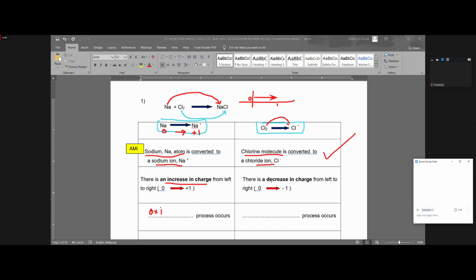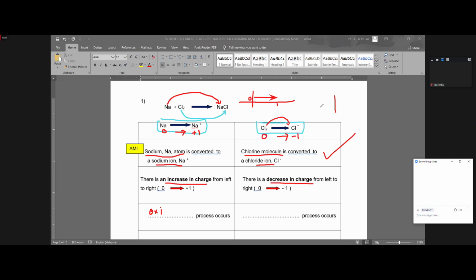Why did I use the word decrease in charge? Look here. All right. What is the charge here? Cl2. Okay, you see, it's nothing there. No charge in it. It's just a molecule. All right. So put 0. Arrow. Okay. Now what is the charge here? -1. Correct or not? Okay.